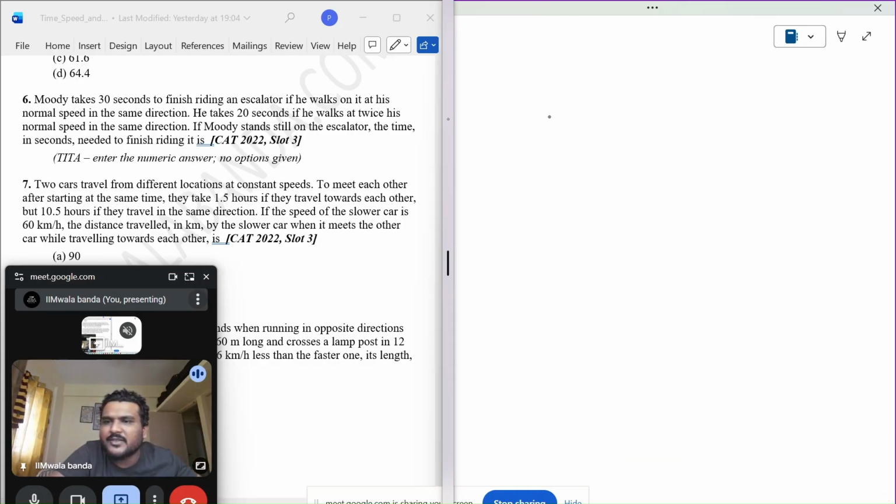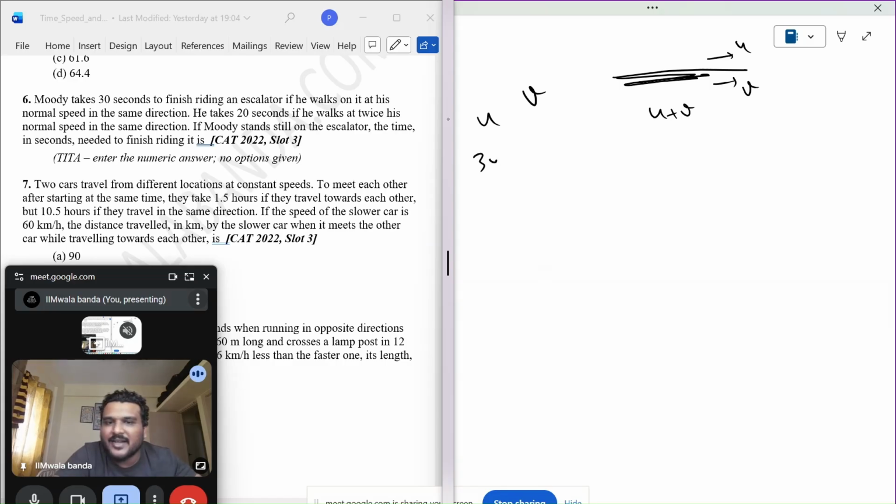M takes 30 seconds to finish riding an escalator if he walks on it at his normal speed. Let the normal speed be U again. If you've covered upstream, downstream type of questions, you know U is the normal speed and V is the escalator speed. So he takes 30 seconds to finish riding an escalator if he walks on it at his normal speed in the same direction. So if your speed is U and the escalator speed is V, you're running faster because the speed has now become U plus V.